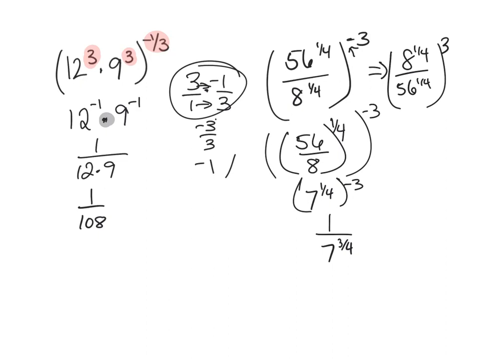Yes. If there was an x next to the 7, actually, not in this case, because the 7 is in the parentheses that is getting this exponent. So it would be 7 cubed on the bottom. Right.